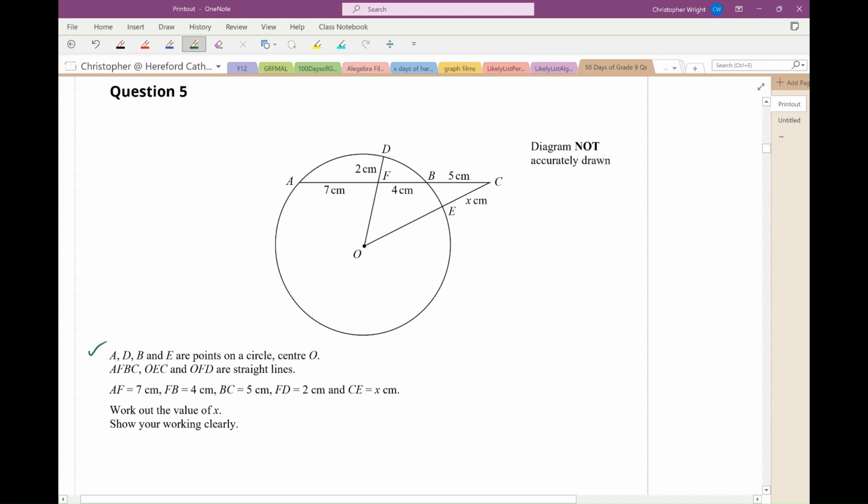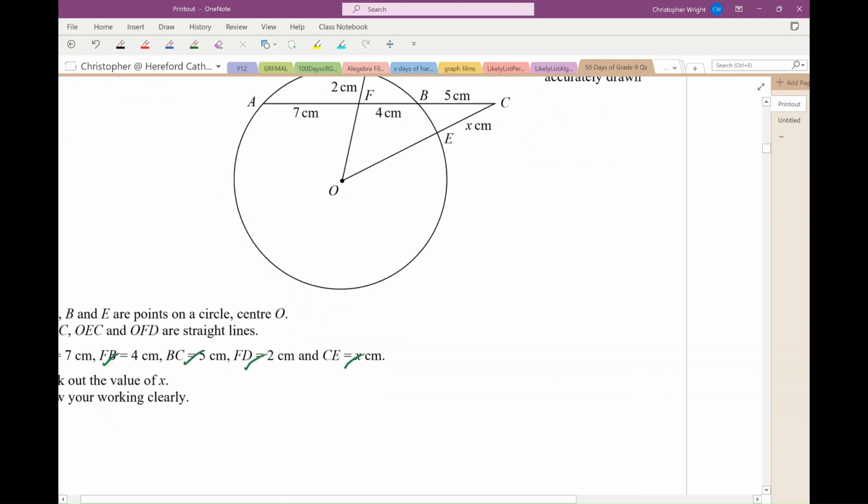A, F, B, C, and E, and C, O, F, D are straight lines. Yes, they look like it. AF is 7, that's marked. FB is 4, that's marked. BC is 5, that's marked. FD is 2, that's marked. And CE is x, that's marked. Find the value of x. Show your working clearly. Okay, right now.